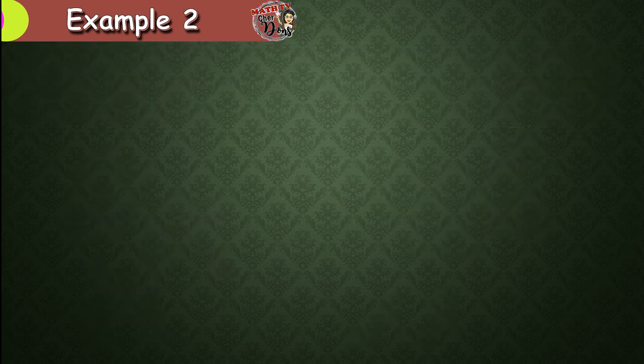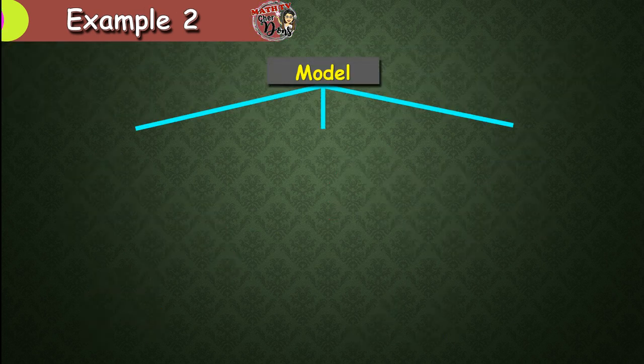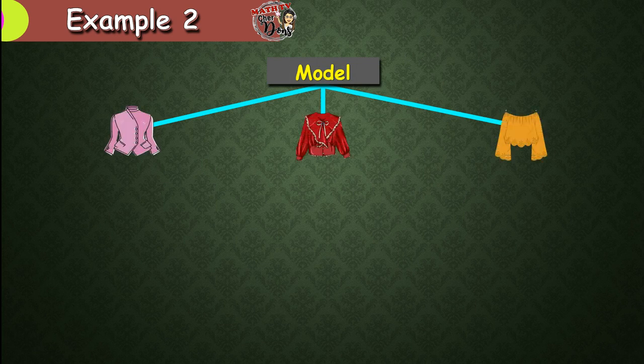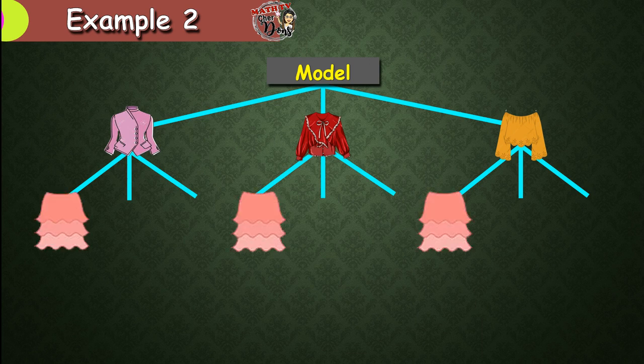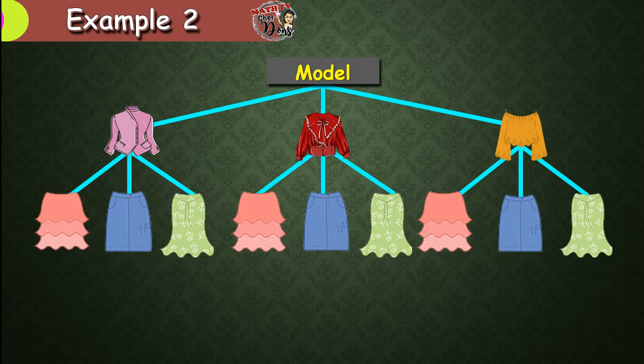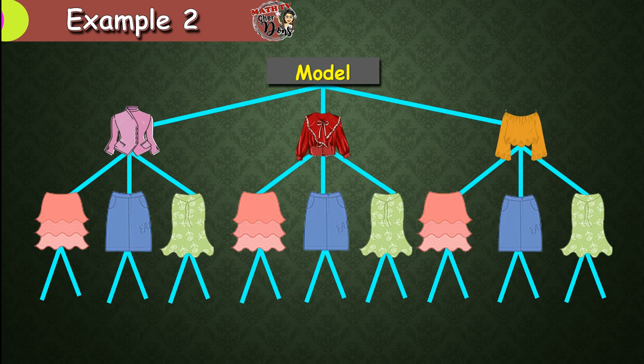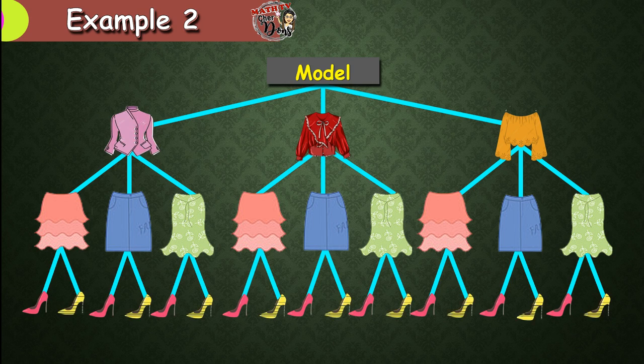Let's start with the blouses. So we have 3 branches, one for the violet blouse, one for the red blouse, and one for the yellow blouse. Now, for each blouse, there are 3 options. Make another 3 branches for each one. That's for the skirts. So we have the pink one, the blue skirt, and the green skirt. And finally, each skirt has 2 options for the stiletto shoes. So draw 2 branches for each. We have the pink one and the yellow one.